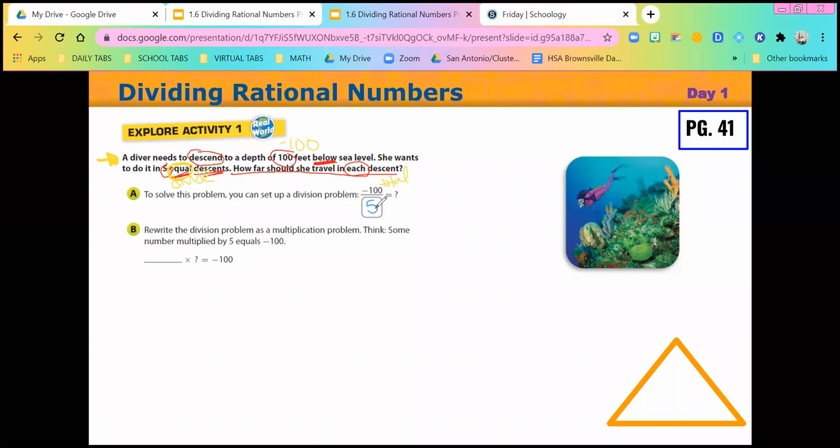Now, letter B. It tells us we can rewrite division as multiplication. I think multiplication is probably one of the easiest operations we can do. Division does give some students some problems, but multiplying is another way. So it says here, think. How can we think? Well, some number multiplied by 5 equals negative 100. So we're going to have to put on our thinking caps and think of the inverse of division, which is multiplication. I already know 5 is one of the numbers I'm going to multiply with. Now I have to think, what is the number that I need to multiply that by? So I'm going to take 5, multiply it by some number that's going to equal negative 100. We know that.